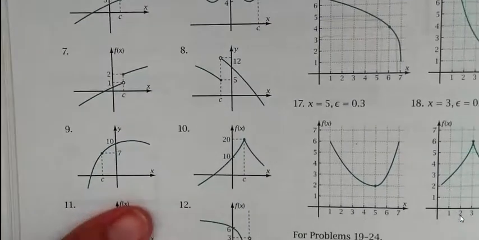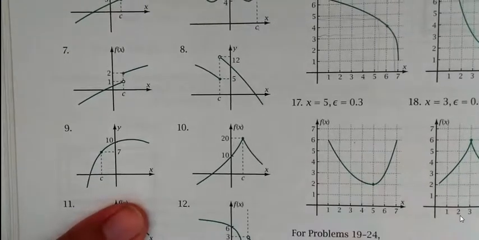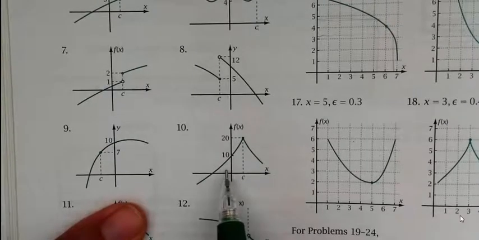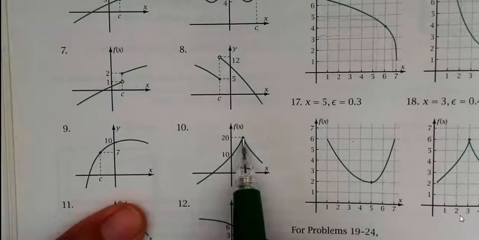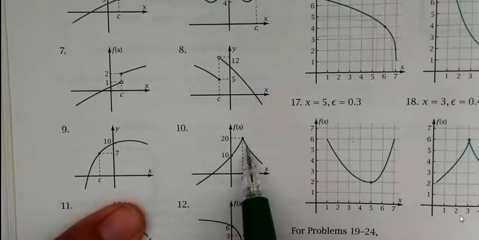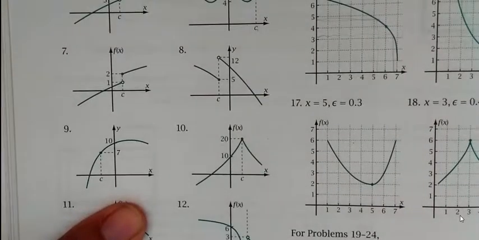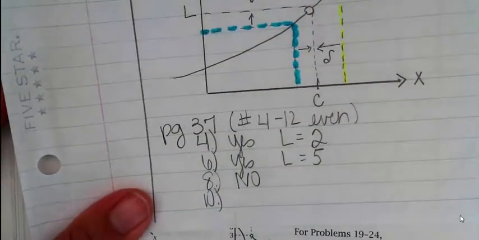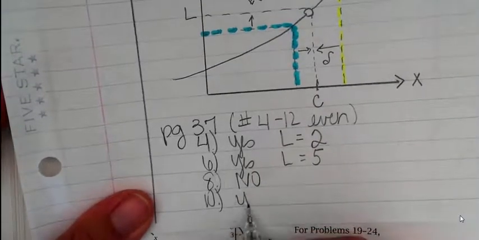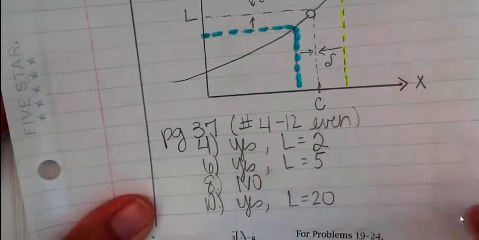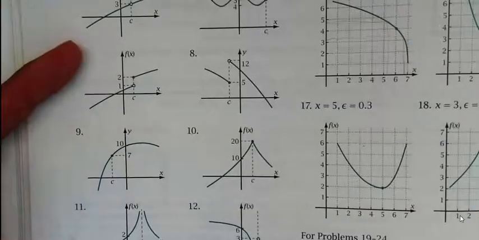We'll do 10 next. So how about 10? What do you think? Well, again, looking at C, as I approach from the left, looks like my function is heading up to 20 as my output. When I approach from the right, looks like my function is heading up to 20. So yes, this one does have a limit. That's algebra 2, sorry. Okay, this one does have a limit. And my limit happens to be 20. So maybe I should write that for all of them. That's good.